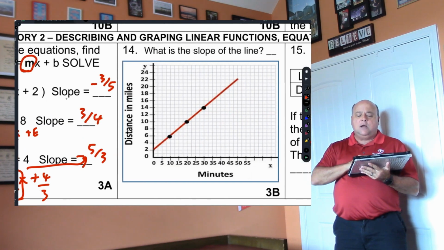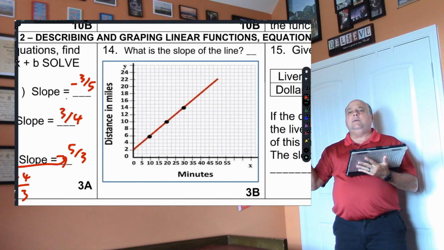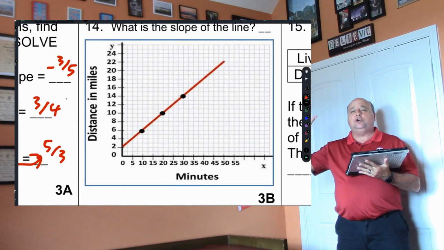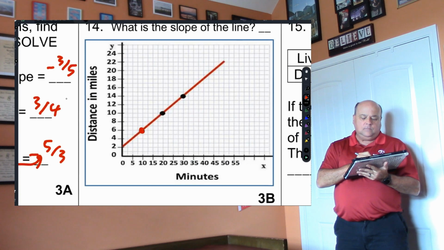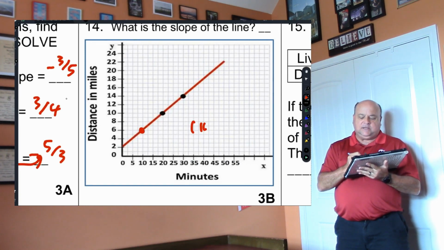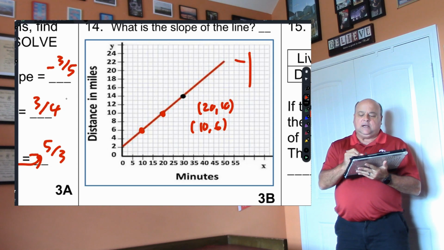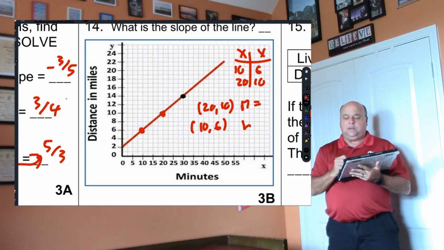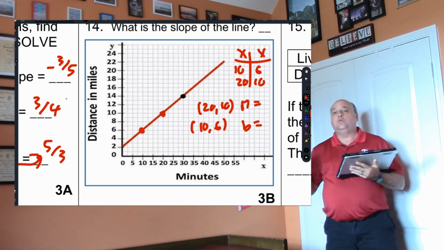Number 14. This is going to be really tricky on your test. You've got to get the slope of this line. So I'm going to show you 2 ways to do it. Right here, this ordered pair is 10, 6. This ordered pair right here would be 20, 10. I would make a t-chart, and I would put that into a table and get the m equal and the b equal. Got it? So that's one way you can do it.